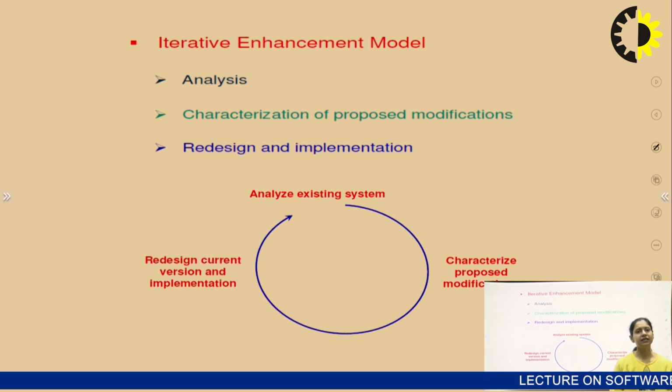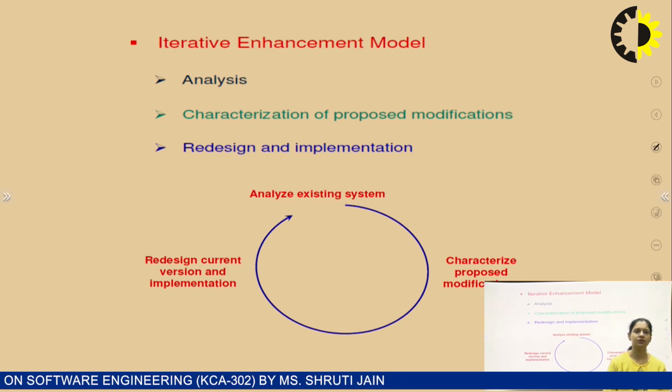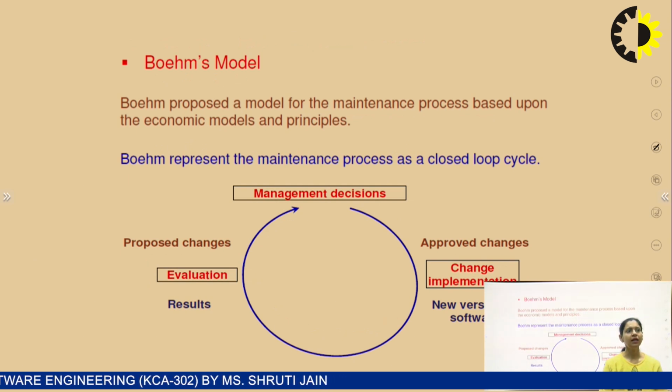We redesign the software and do the implementation, and later on, after testing the software, we provide it to the user. So this changes the current version of the software. We redesign the current version, and maybe we provide another version of the software to the user after the changes are made into the software. The next one that we have is Boehm's model.